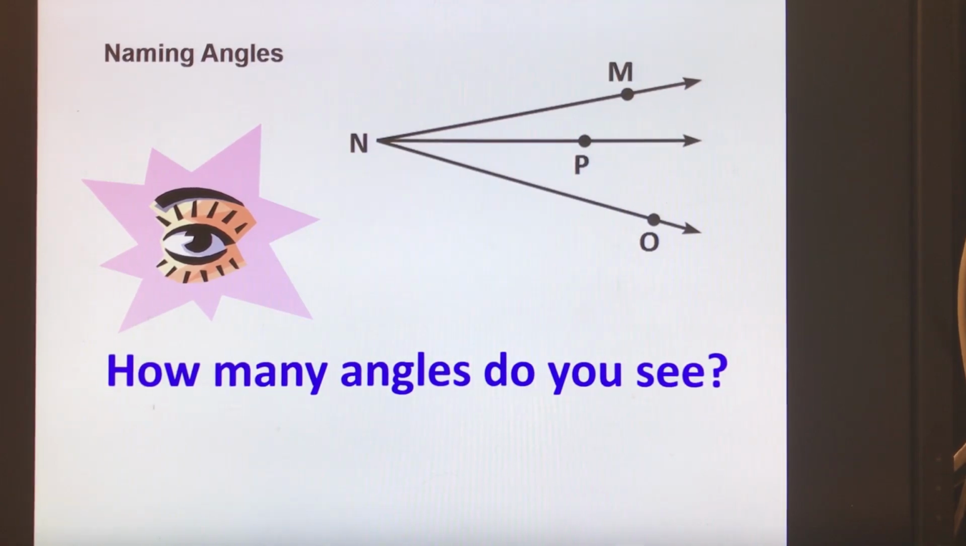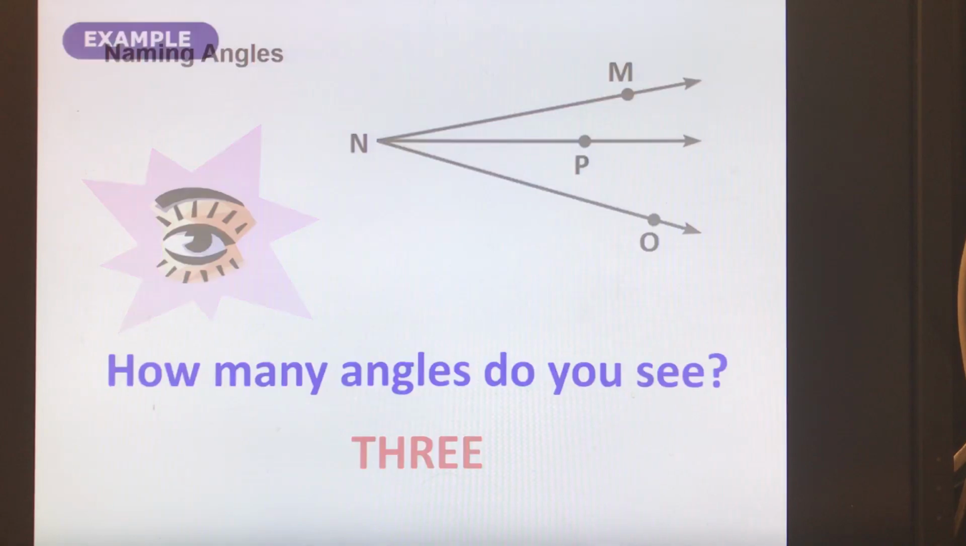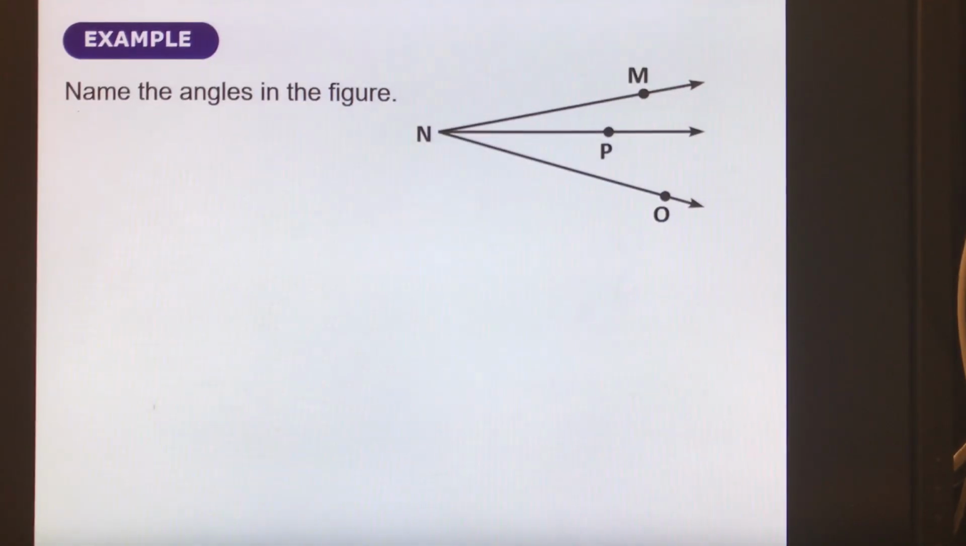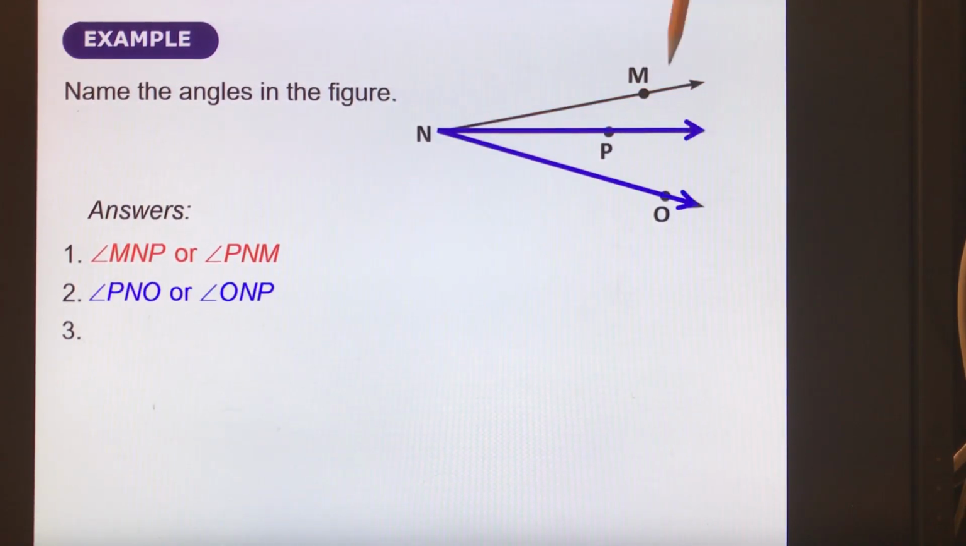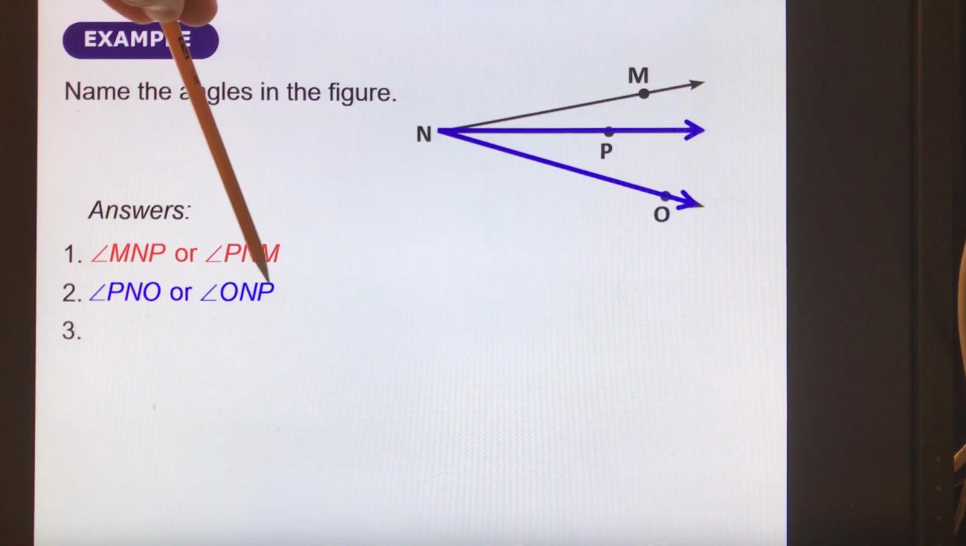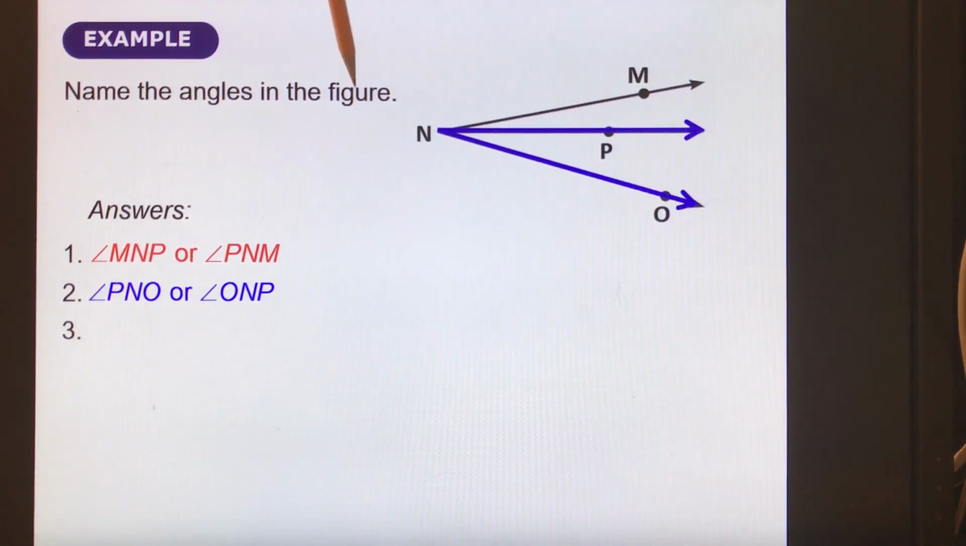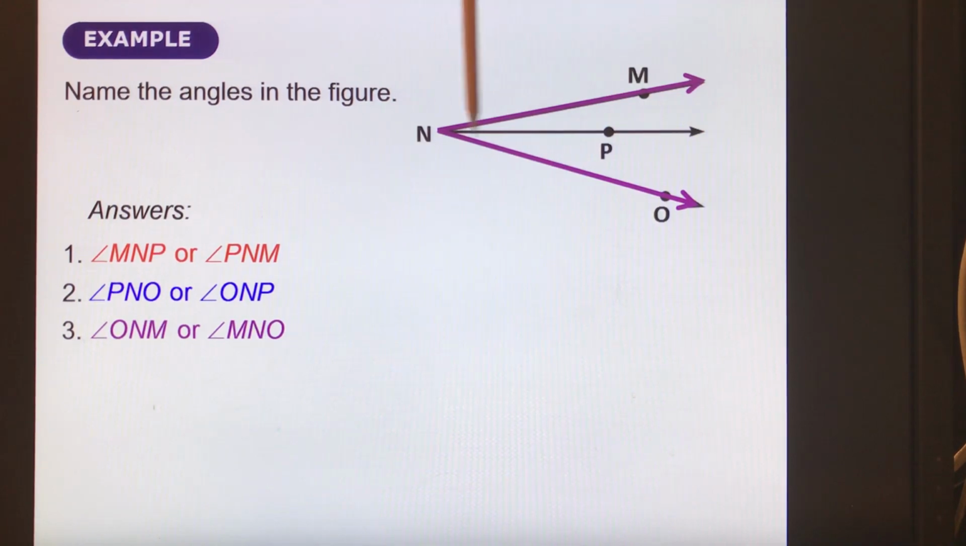Okay, how many angles do you see here? There are 3. There's the little one here, MNP. The other little one, PNO, or you can see ONP as another way to name it. And then the big one, MNO or ONM. Okay?